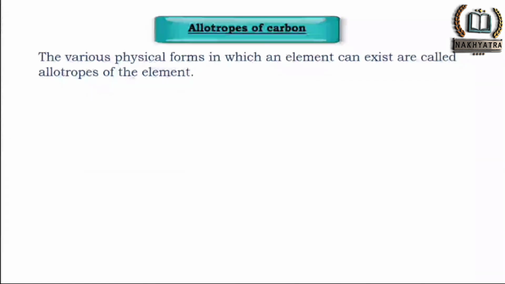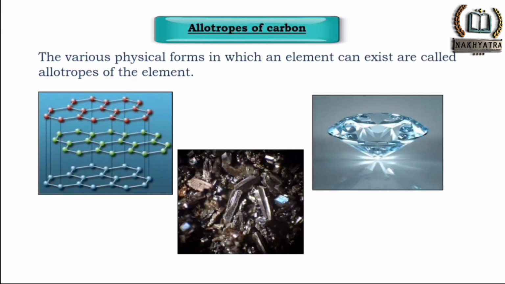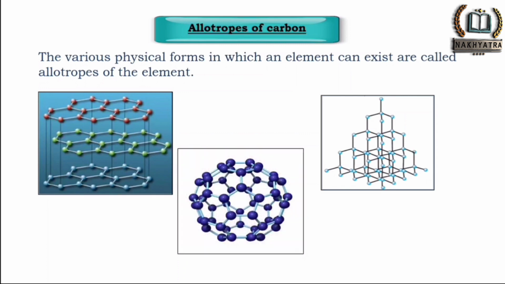Clear? Now see what are the allotropes of carbon. First is graphite, the second is Buckminster Fullerene, and the third is diamond. Now see the structure of graphite, how it looks. This is the structure of graphite. This is the structure for diamond. And this is the structure for Buckminster Fullerene. It looks like a football, right?